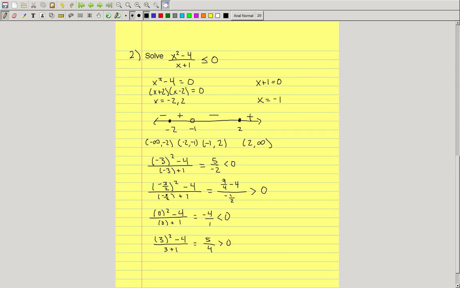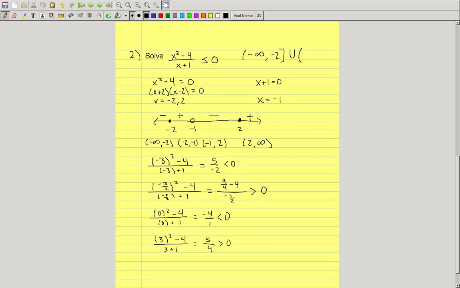Okay? Now, we are interested in the intervals where our expression (x squared minus 4) over (x plus 1) is less than or equal to 0. So if we look at our sign chart, we want the parts that show up as negative. We need to be a little bit careful here because this says less than or equal to, so we're going to go from negative infinity to negative 2, but we're going to use a bracket to show that we're including the value negative 2, and we're going to take the union of the other interval from negative 1 to 2.